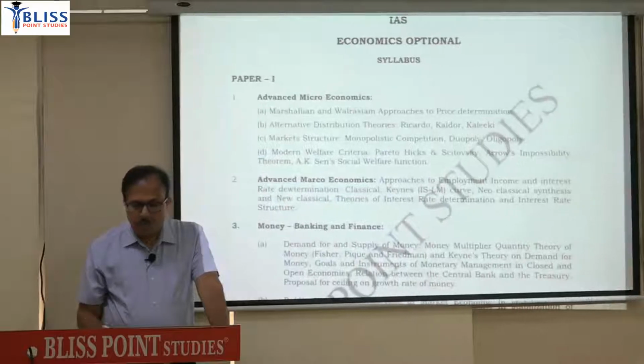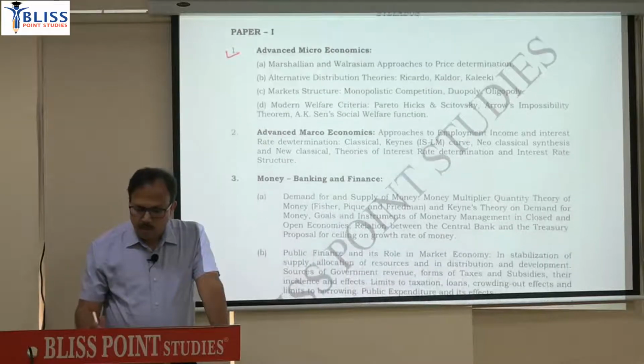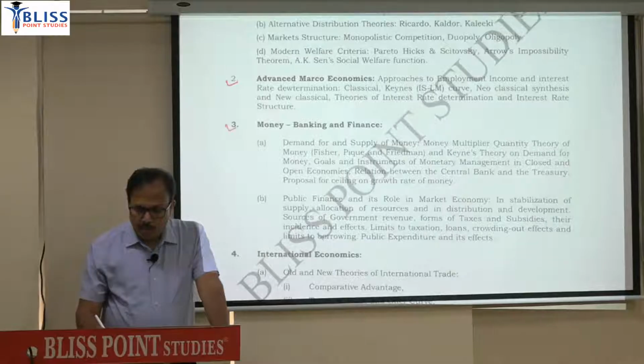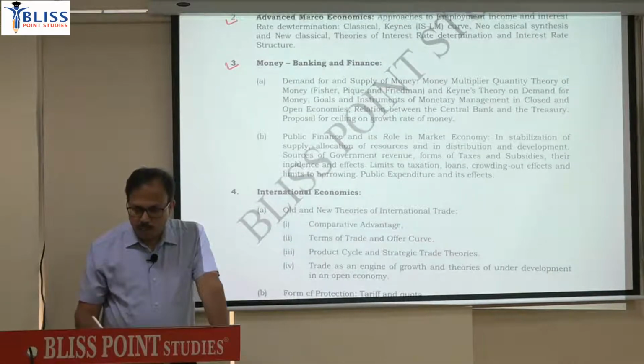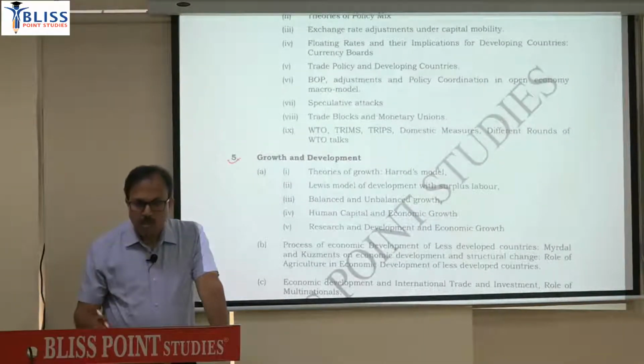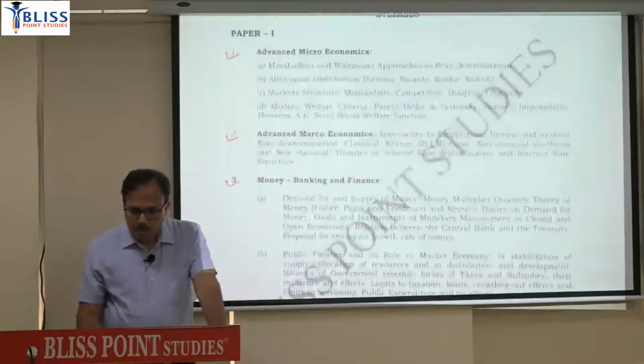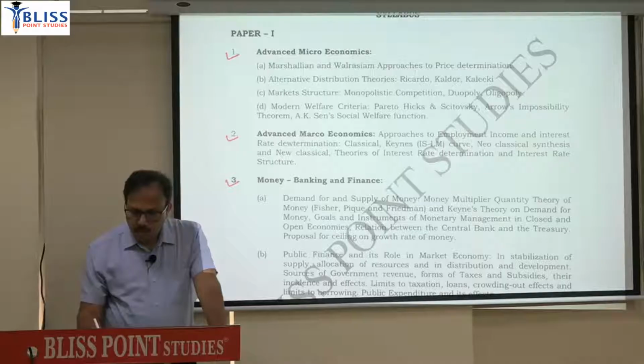So paper 1 is basically including your micro. Then the second sub unit will be advanced macro. Third is money, banking and finance. Fourth one is international economics. And fifth one is growth and development. 5 sub-units within paper 1. And in macroeconomics, we are starting with the classical and Keynesian part. So classical and Keynesian part.